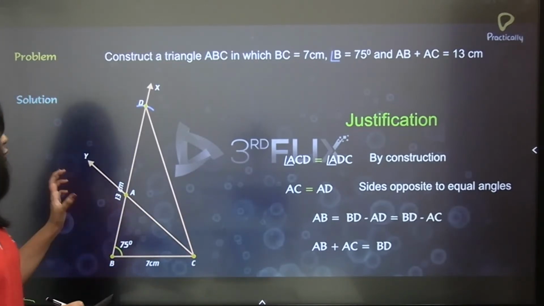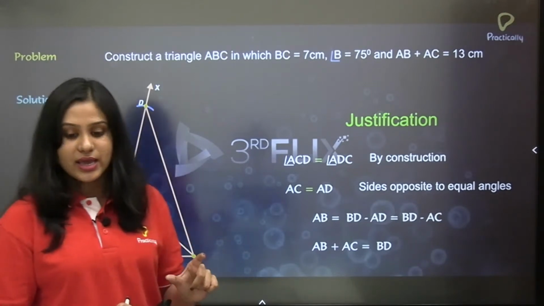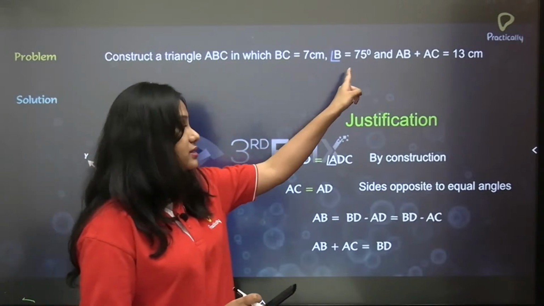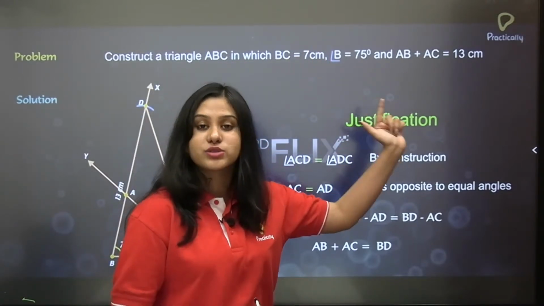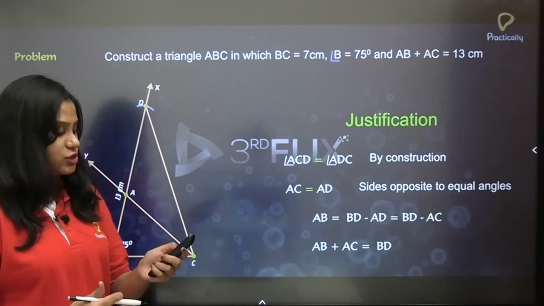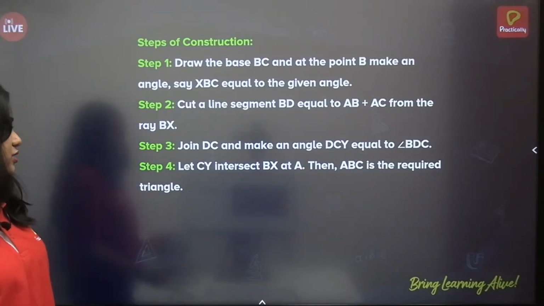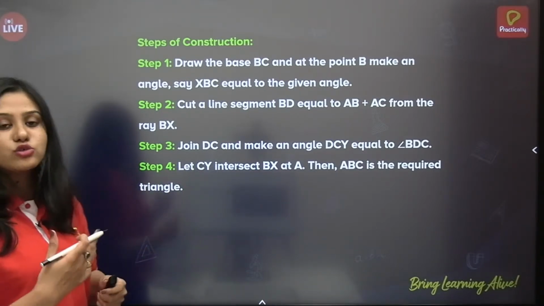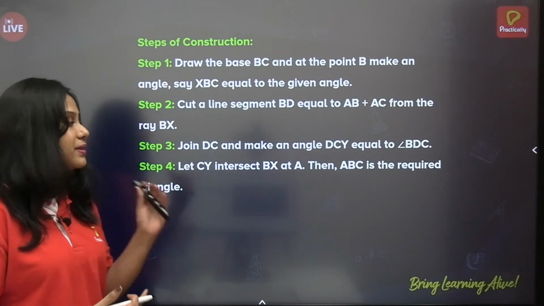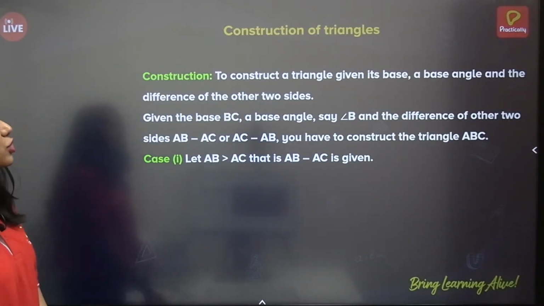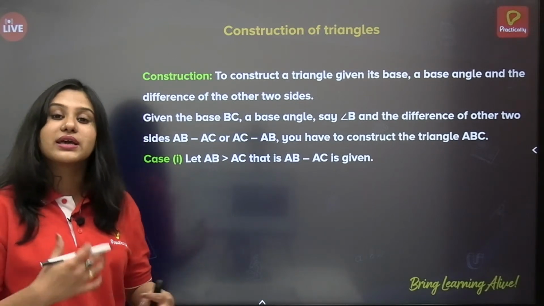Okay. So always remember, this is the case when base is given, base angle is given, and the sum of the other two sides is given. So this is how you do a construction, and also these are the steps of construction. You can just go through it. And yes, whenever you do a construction, please make sure you write the steps of construction. Correct? Next, construction of triangles, same part, but there is a different case.